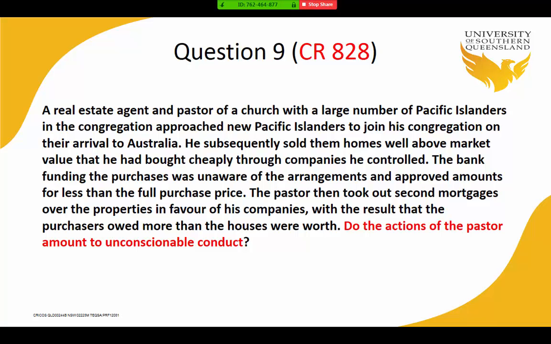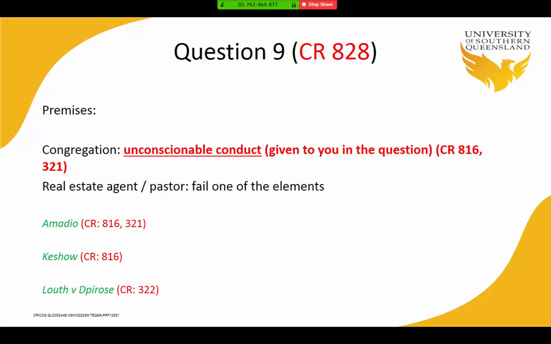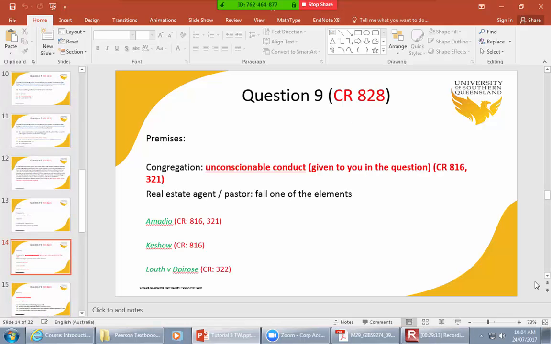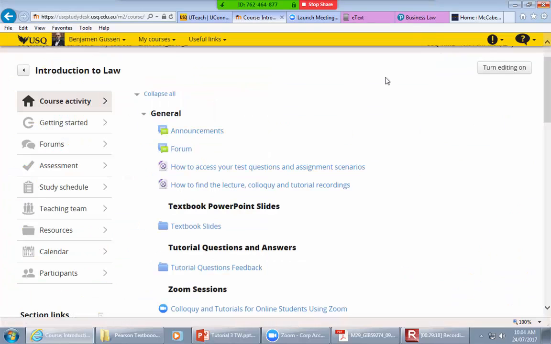This is contract law. Always remember that. When there's selling, you're talking about contracts. Part of this contracts area is what we call unconscionable contracts or unconscionable conduct. So parties, congregation, real estate, pastor, objective, compensation, no liability. The premise is what we talk about as unconscionable conduct. Okay? And unconscionable conduct is elementized for us on pages 816 and 321. So let's first go to this page 321.